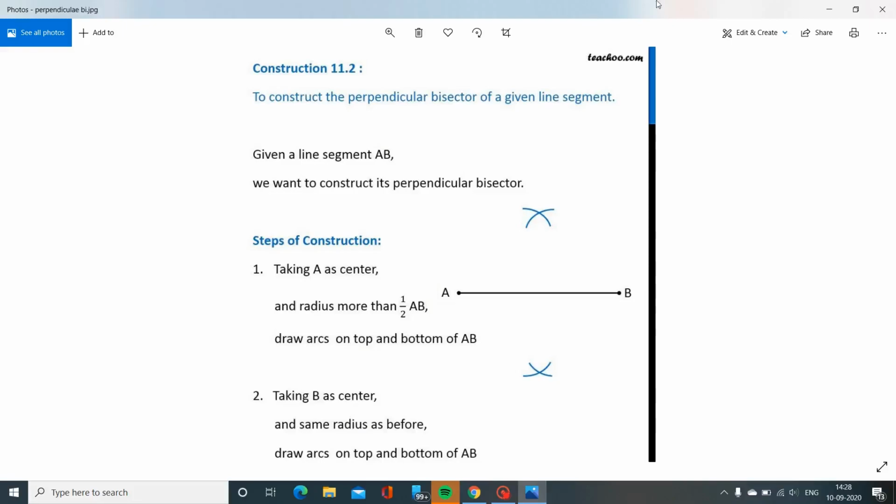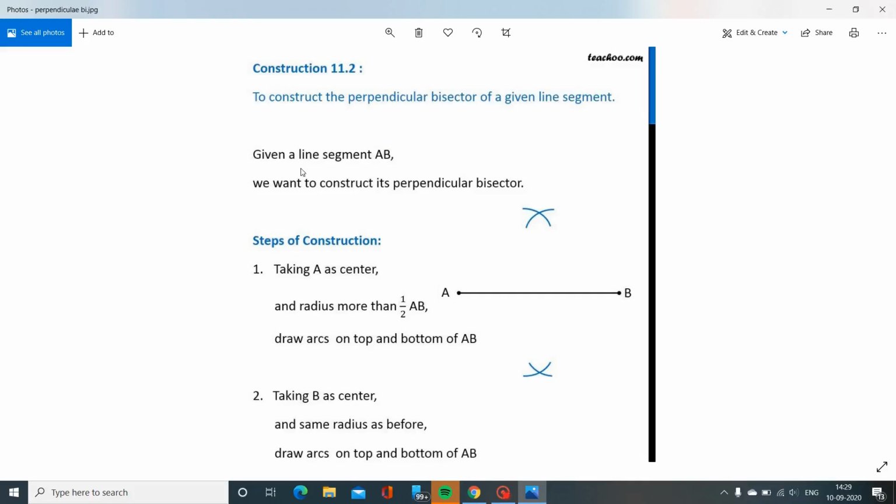Good morning, children. Today I am going to teach you how to construct the perpendicular bisector of a given line segment and the construction of the angle bisector of an angle. First I will construct the perpendicular bisector of a given line segment. First I am going to explain how I am going to do this, then I will work it out and show you.